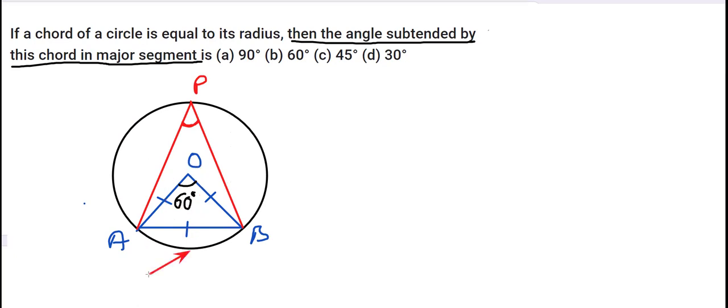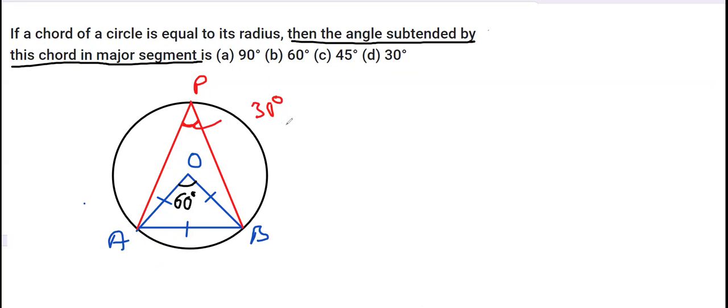You can see AB is an arc. It is subtending an angle at the center, which is 60 degrees. And if the same arc subtends an angle on the remaining part of the circle, this angle has to be 30 degrees, that is half of 60. So this angle will come as 30 degrees.